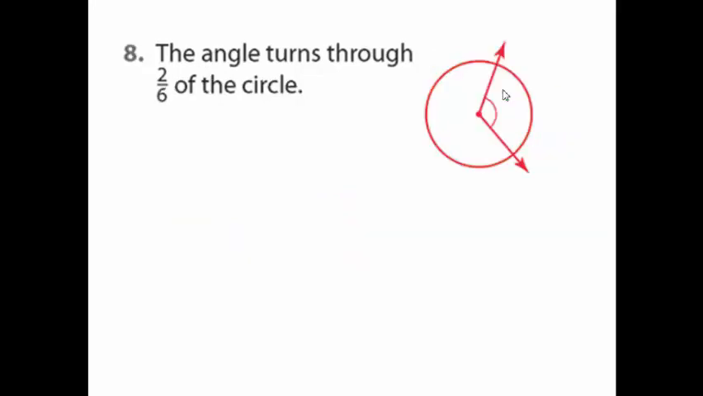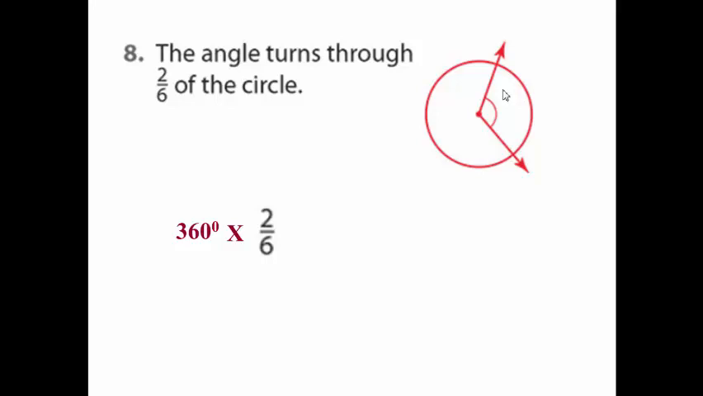Finally, the last question, I give you time to answer with me. Who can calculate this part? You know that the angle turns through 2 to 6 of the circle. Now, how many degrees in the circle? Yes, the person who said 360. Now, where's the part that you want? Times what? The person who said 2 to 6.